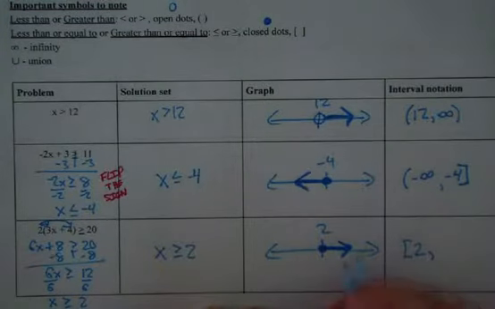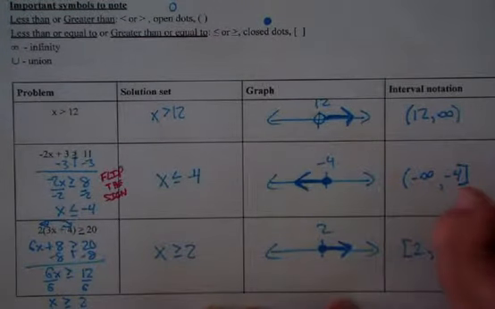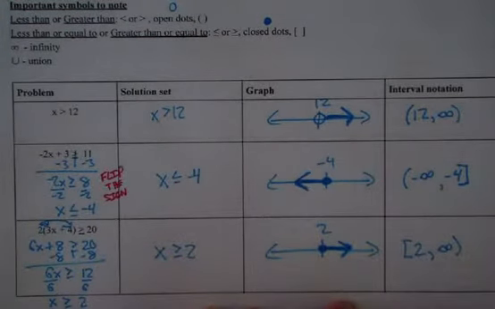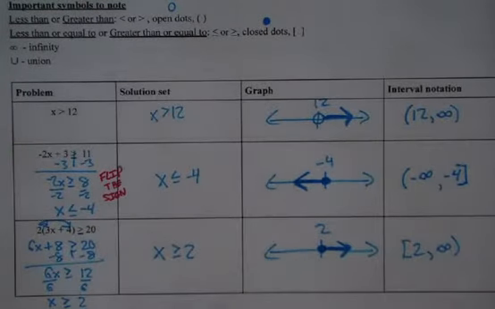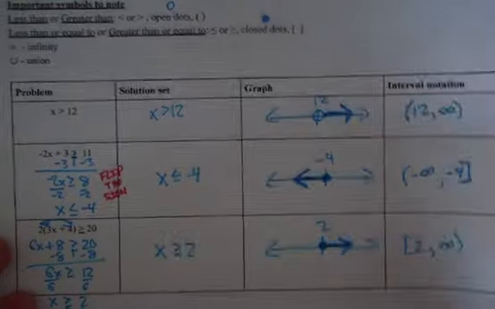And where does it go? Well, it goes to infinity. Remember, infinity, we always use a parenthesis. So interval notation: bracket 2, comma, infinity, parenthesis. Okay? Let's go on to our second page. We've got 2 pages of notes today because we have a couple more interesting examples.